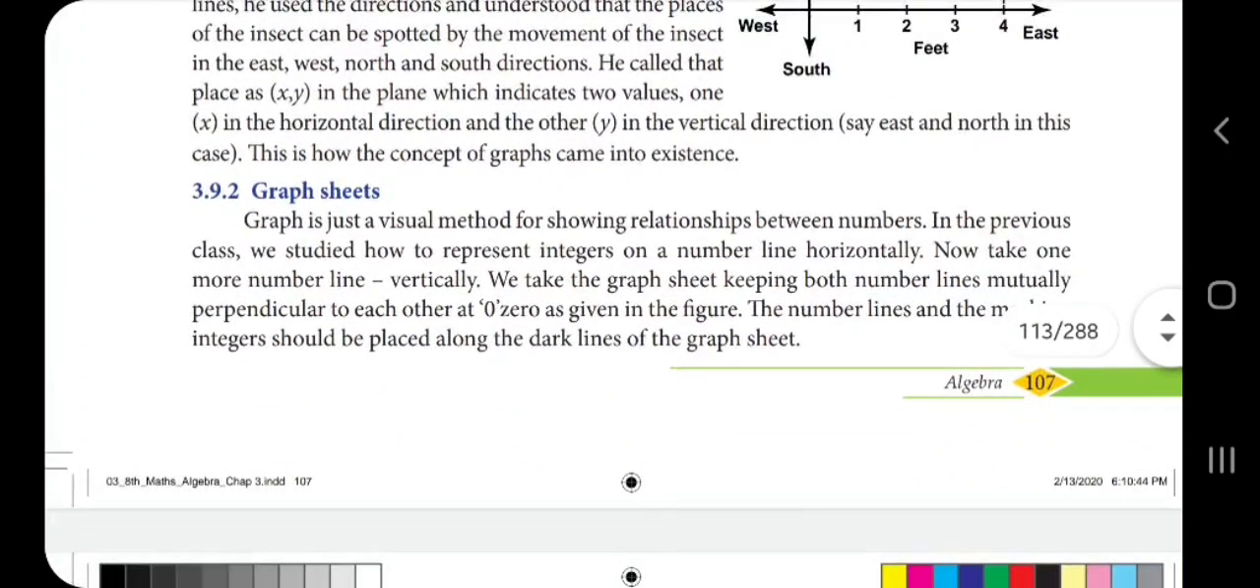So you have seen the graph sheet. A graph is just a visual method for showing the relationship between two numbers. So why are we using a graph? To identify the values easily. In mathematics, in many chapters or many concepts, we use pictures to identify or find the value easily. For example, if you draw a Venn diagram, we can identify the sets. In practical geometry, we can easily calculate the planes and measure the figure, length, breadth, etc.